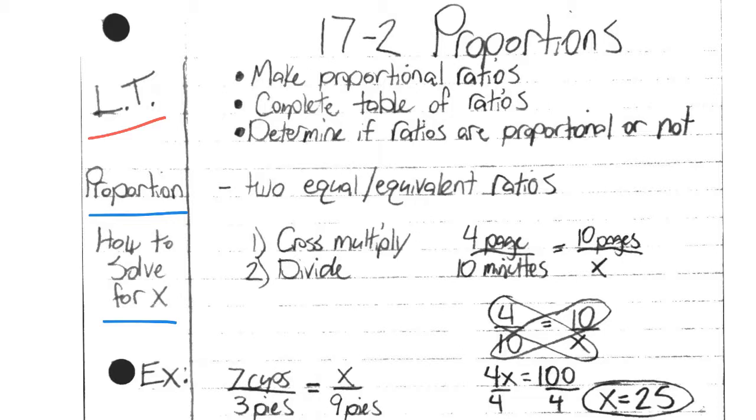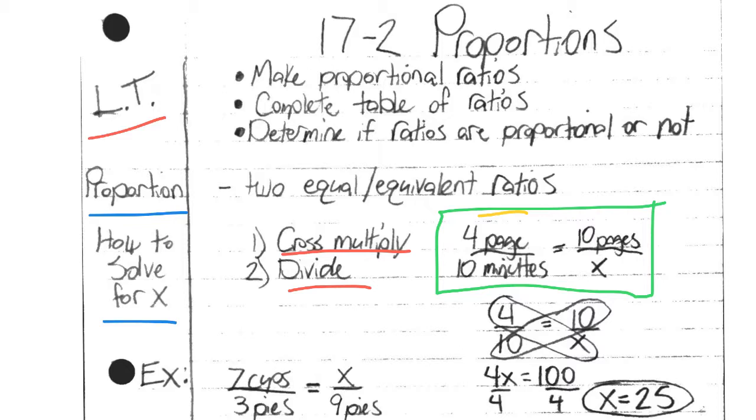There are 2 steps that you follow. First, you're going to cross multiply, and then you're going to divide. Now, here's the example over here. This is a proportion. It has 2 ratios. We have 4 to 10 and 10 to x, and they're separated by an equal sign in there. So this is a proportion. Now, we don't know what x is, and we're solving for that.